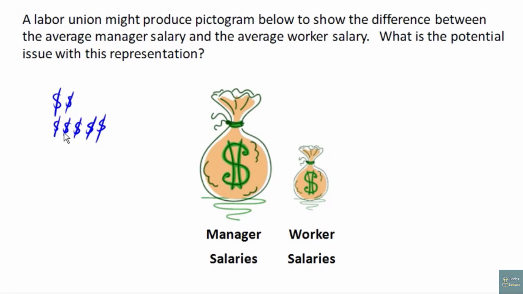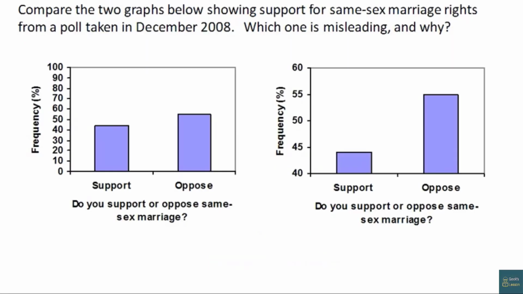Let's look at one more, and this is a big problem with bar graphs. Notice these 2 graphs here. These are 2 graphs from a poll about same-sex marriage rights taken in December 2008. And they look quite different, right? Which of these is misleading? The one that's misleading is this one. This is a bad graph.